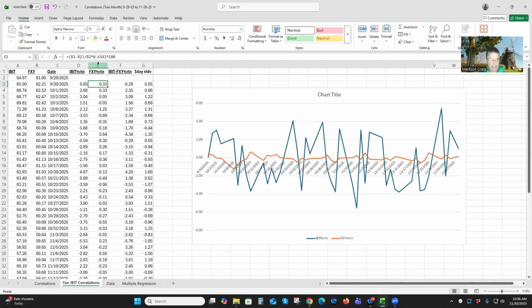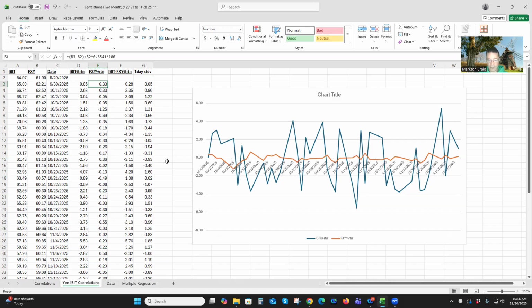In column E, I have the Japanese yen or FXY. But what I did was I accounted for the variance that FXY should have on Bitcoin. So in this case, the formula is B3 minus B2 divided by B2 times 0.6541 times 100. So that accounts for the percent variance which the Japanese yen should have on Bitcoin.